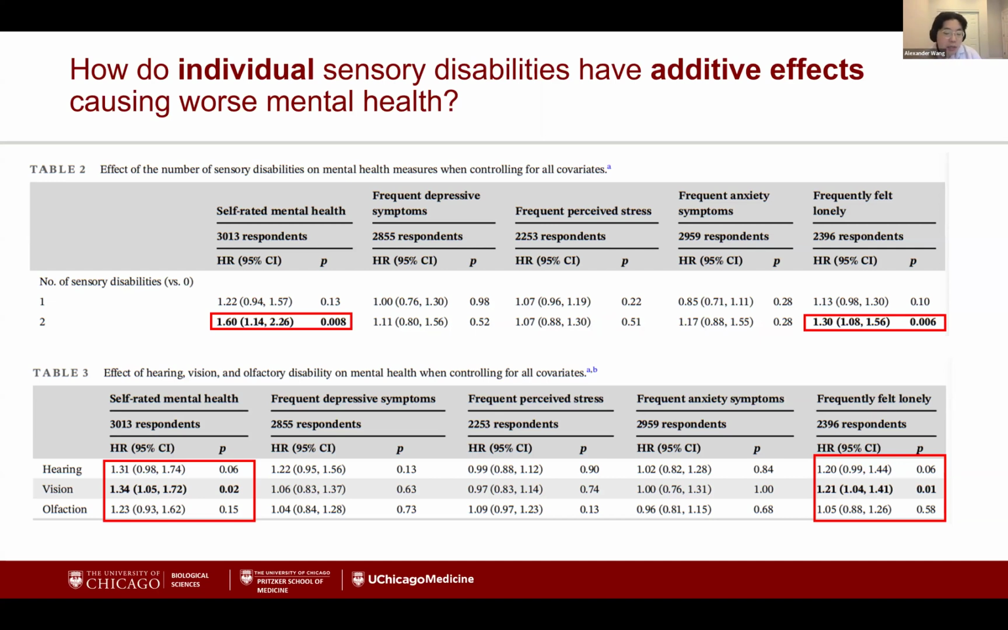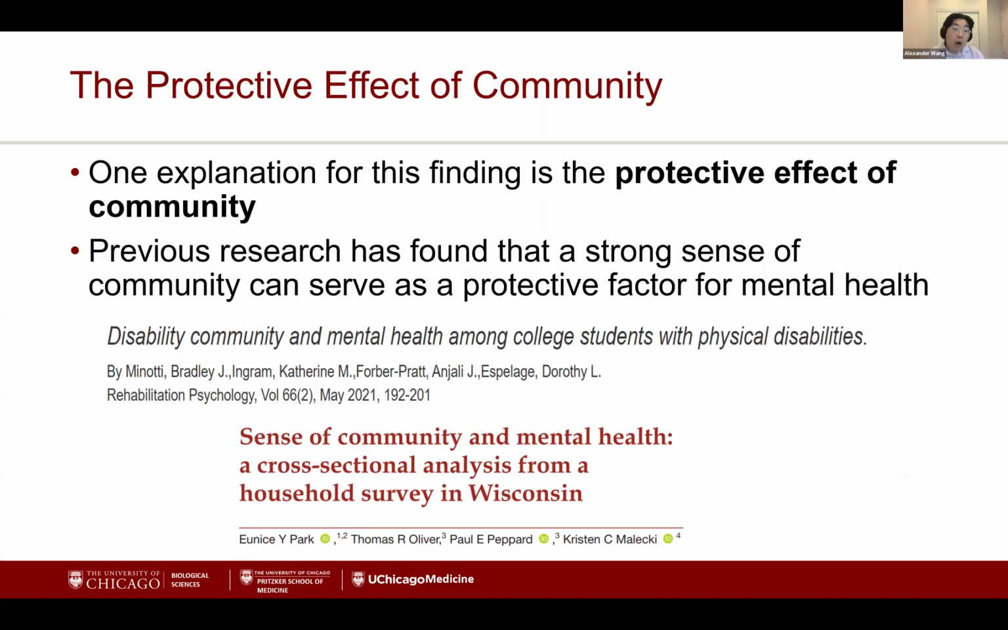And so this begs the question: what is acting as a protective factor that is preventing hearing disability from being significantly related to loneliness and mental health? One explanation for this, and I think a reasonable explanation, is the protective effect of community. We looked at a couple of articles and we saw that a strong sense of community can really serve as a protective factor for mental health.